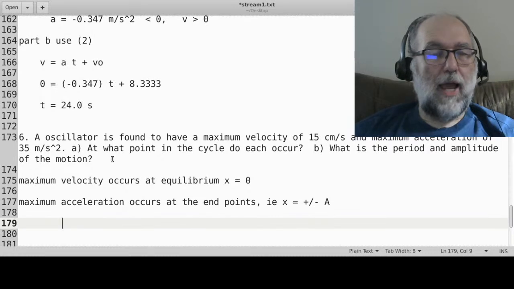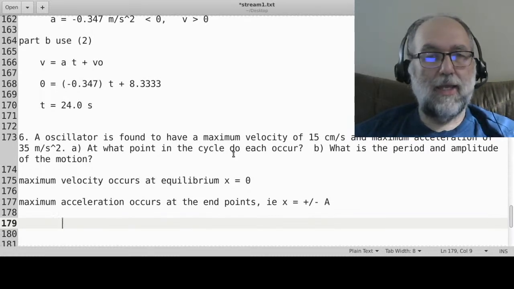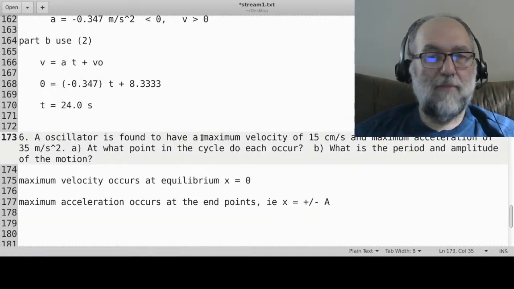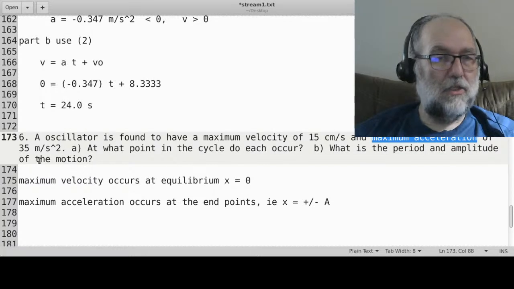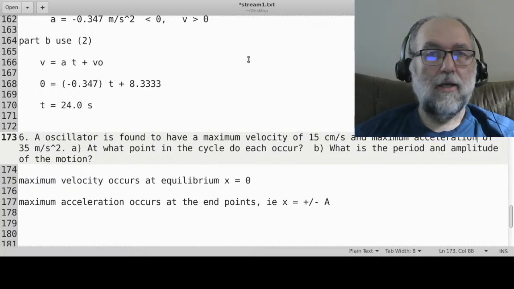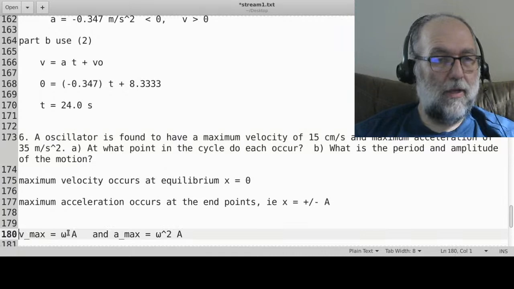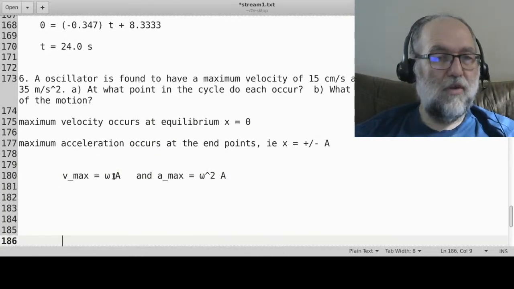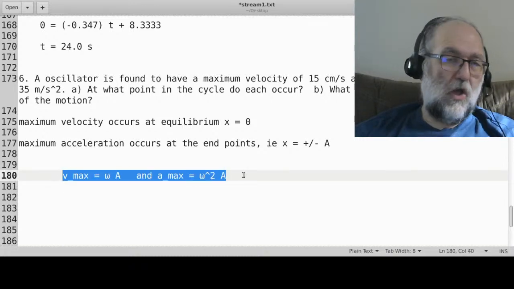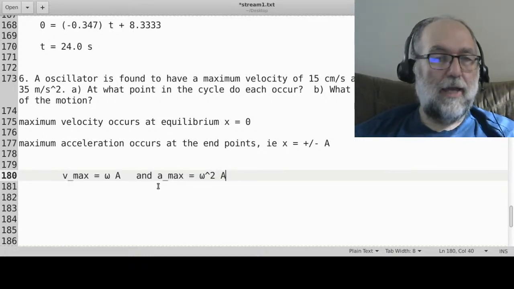you might look at that and go, well, I don't have any formulas where I can get the period out of maximum velocity and maximum acceleration directly. But you can combine two equations, and these are the two equations that you can combine right there. If you combine these two equations, you can actually solve for omega. So how do you do that?